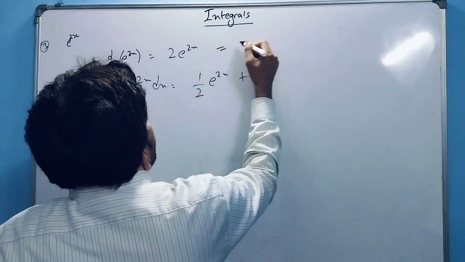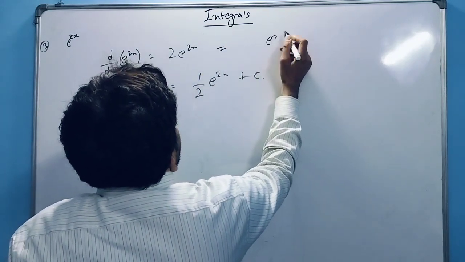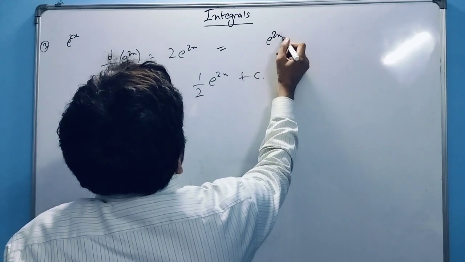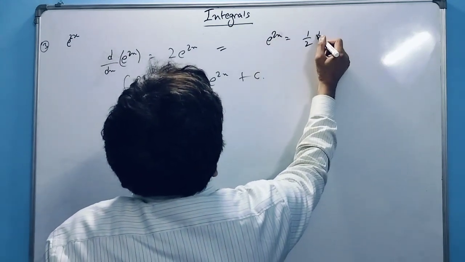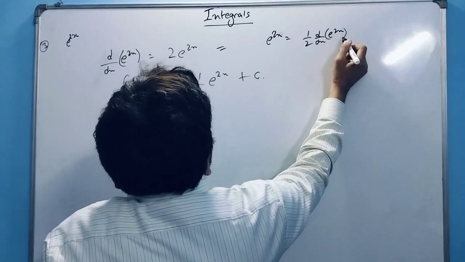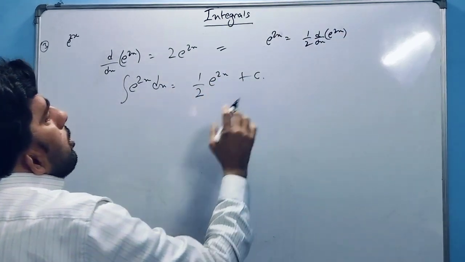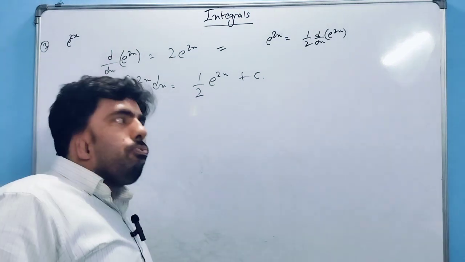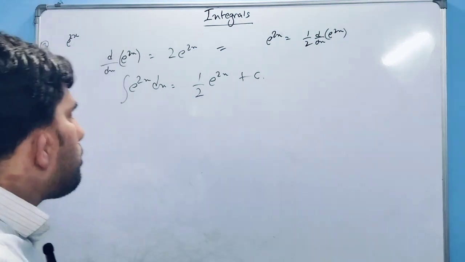We can write in one more step, that e to the power 2x is equal to half of d/dx of e to the power 2x. Then we find this. Likewise we are able to find the antiderivative.